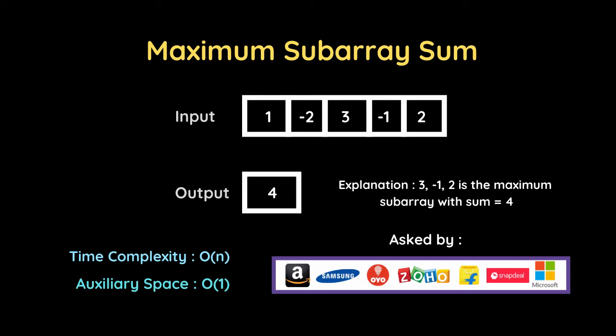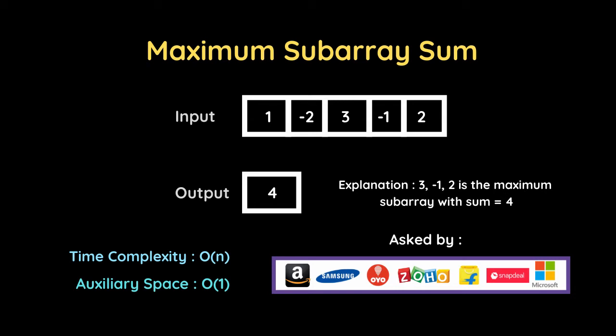In this question there is an array which is given to us. For example, in this particular input there are 5 elements: 1, -2, 3, -1 and 2. What you have to do is calculate the maximum subarray sum, which means there are many subarrays possible from this particular array. For each subarray you have to calculate the sum and then print the maximum subarray sum as the output. For example, for this given array, 3, -1 and 2 is the maximum subarray with the sum equal to 4. Therefore the output is 4.